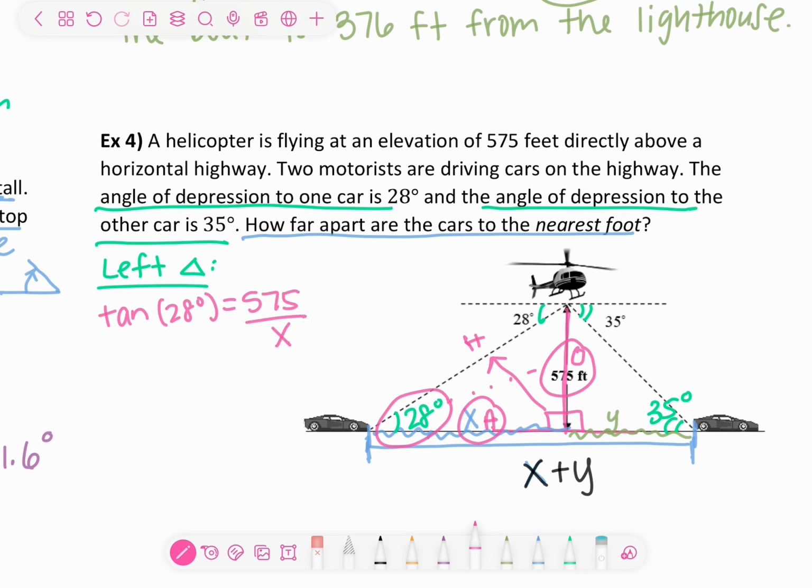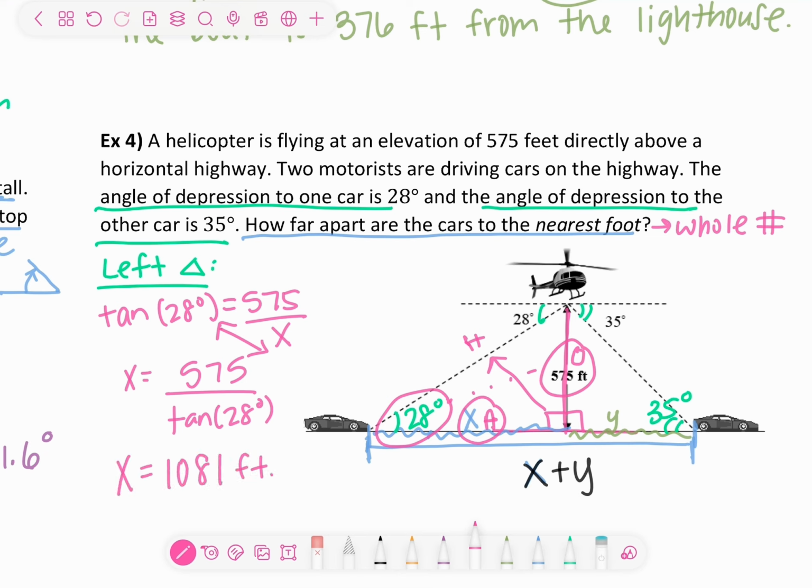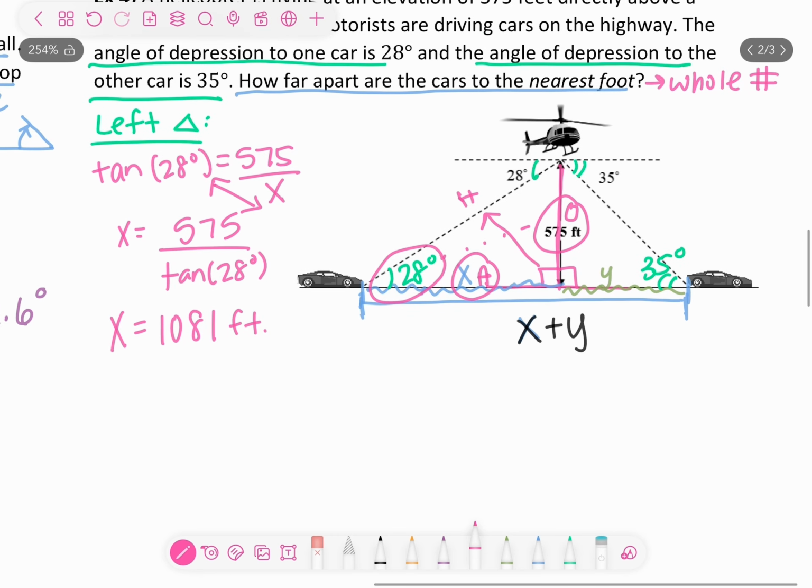And then just like we did on the last problem, this ends up being very similar. These are going to change spots when we multiply by x and divide by tangent. So we get x equals 575 over tangent of 28 degrees. So work that out. And it says to the nearest foot, which means whole number. So I'll go ahead and do this to the nearest whole number. So 575 divided by tangent of 28. That is going to be approximately 1,081 feet. Okay, I just put that in my calculator. And then we need to do the same thing with the one on the right. Okay, so that gives us x.